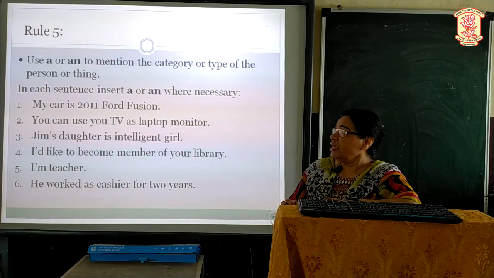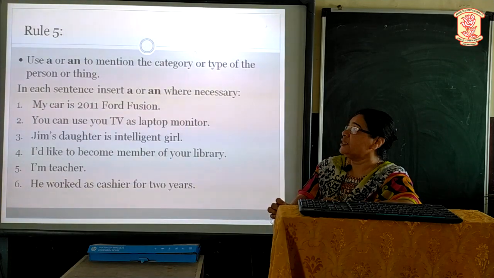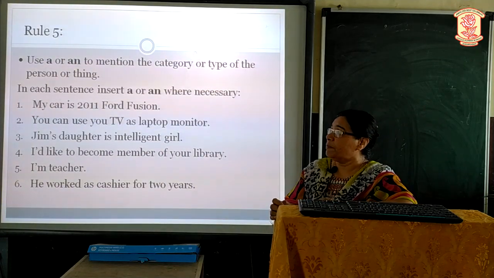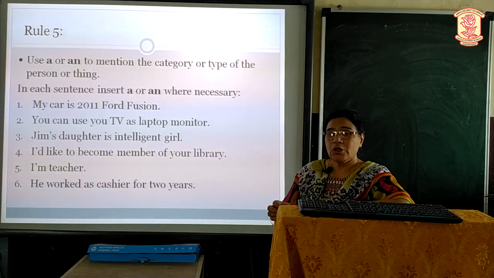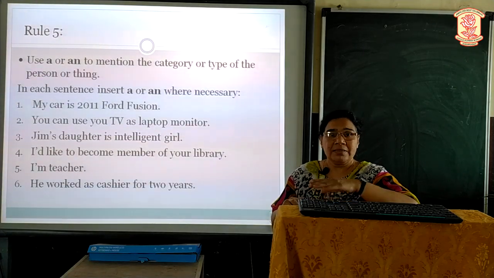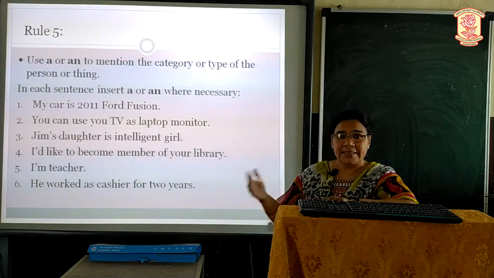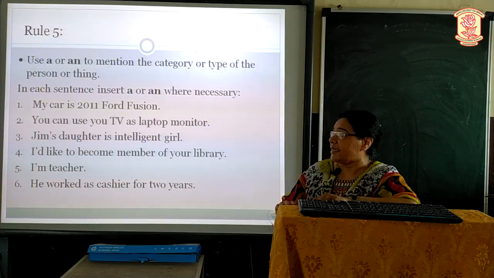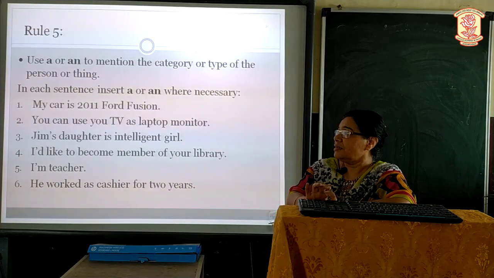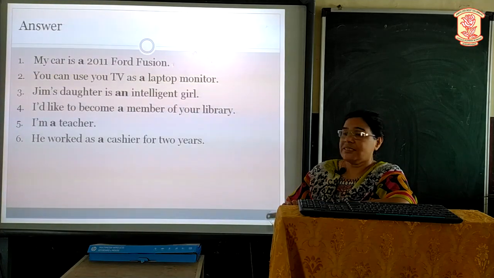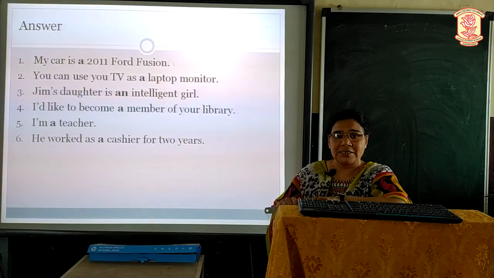Rule number 5. Use a or an to mention the category or type of the person or thing. Now the camel. You are speaking of so many camels, all the camels in the world. Like that you are speaking of one particular category. Do this exercise. See the answers here. Check your answers.